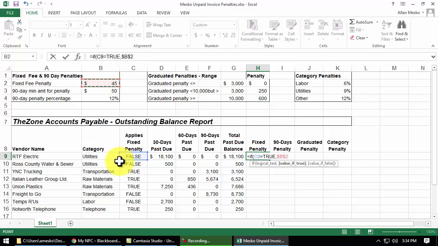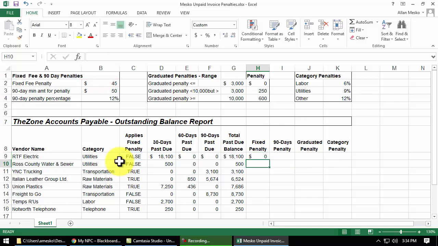So let's press F4 to make it an absolute reference. Give me what's in B2 if that's true. Otherwise, what do I put here? 0. That's right. And I close the paren, and it says, yeah, they don't do that fixed penalty, so they're not going to charge you anything in that column.